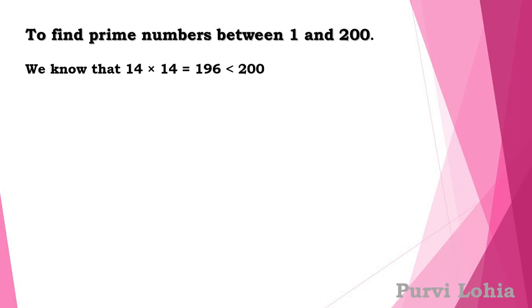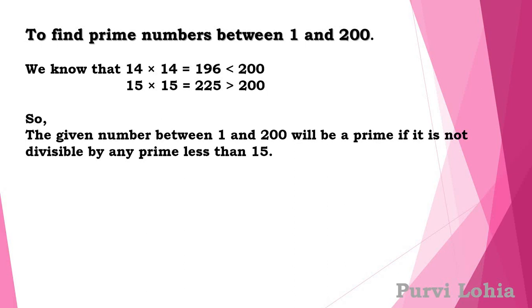So we know that 14 into 14 is 196, which is less than 200, and 15 into 15 is 225, which is greater than 200. That means we will find a perfect square which is just greater than 200. So the square of 15 is just greater than 200, right? So the given number between 1 and 200 will be a prime if it is not divisible by any prime less than 15. Let's take an example, then you will understand.